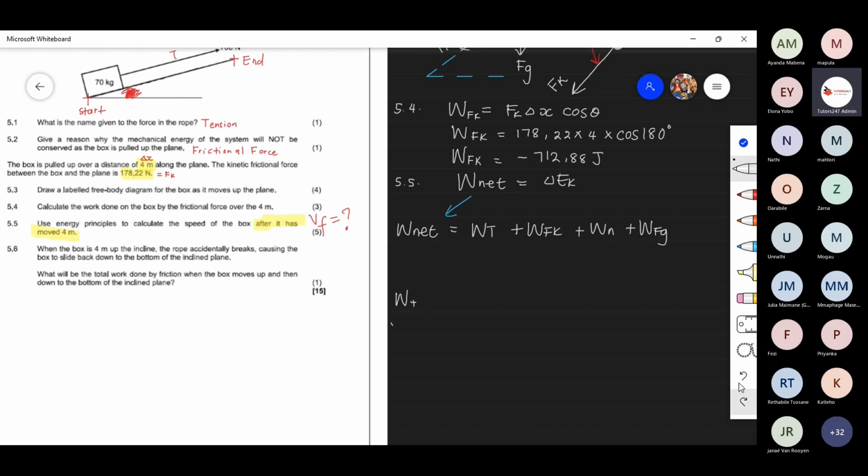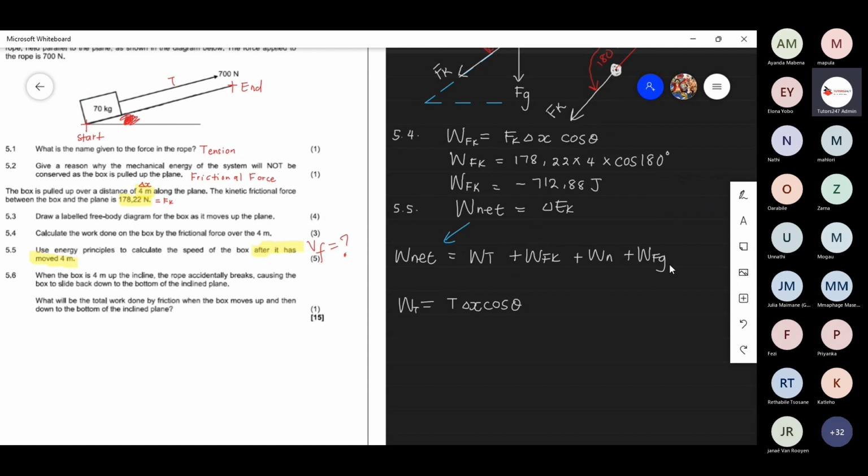So work done by tensional force, right? Our formula is still the same. Work done by tensional force is equal to our tensional force times our displacement times cos of theta. Now, what is our tensional force? The magnitude of our tensional force was given to us previously. Let us go and have a look at what that was.